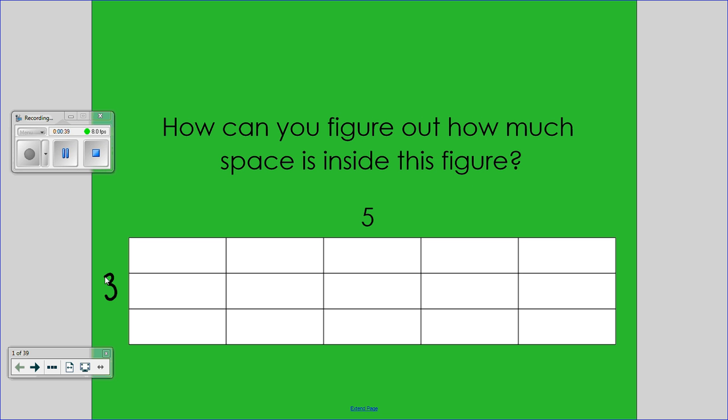How would I figure out? You need the boxes. Don't forget those boxes in there. My shape has boxes. How would I figure out how much space is inside this shape? I'm going to figure that out.